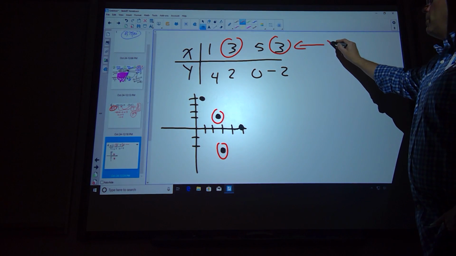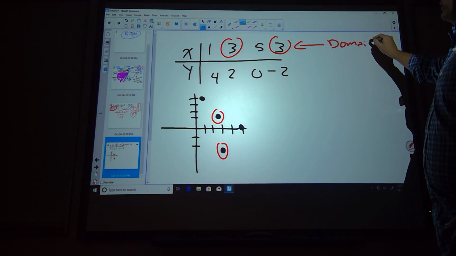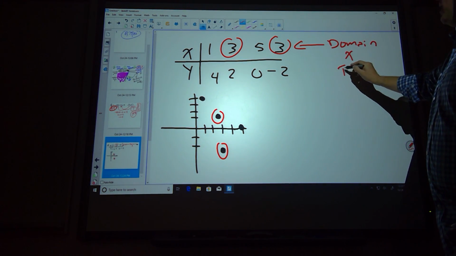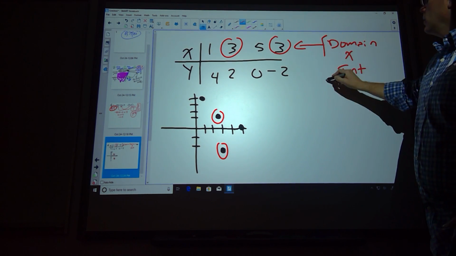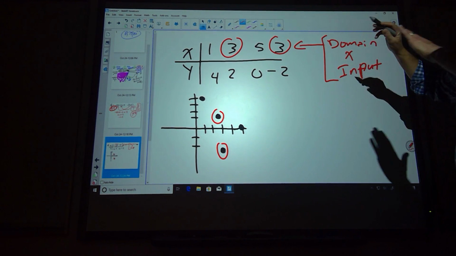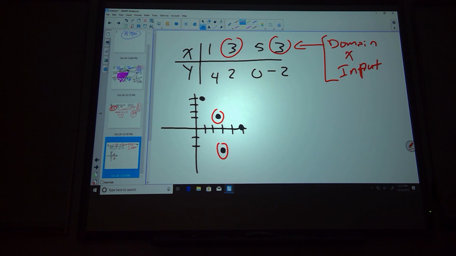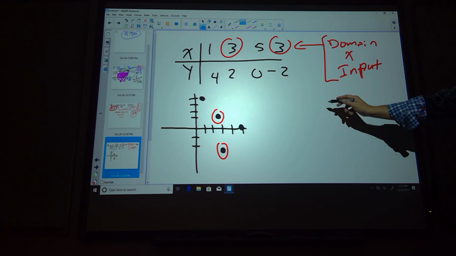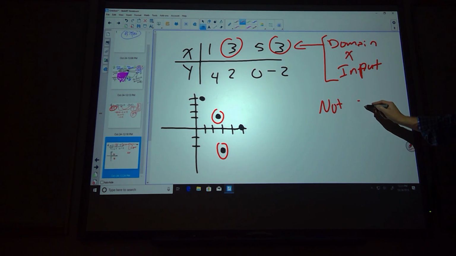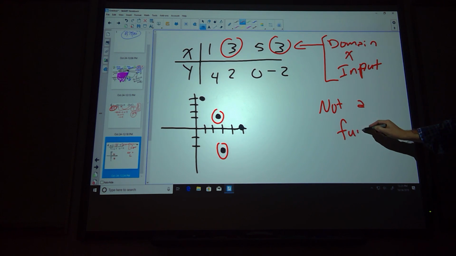Remember, this is our domain. The domain, or the x value, or the input, those are all meaning the same exact thing. If they repeat, then you do not have a function.